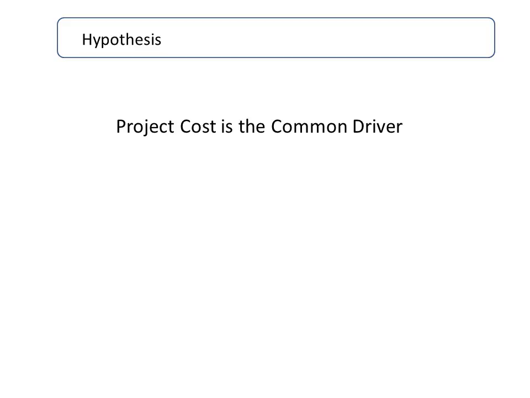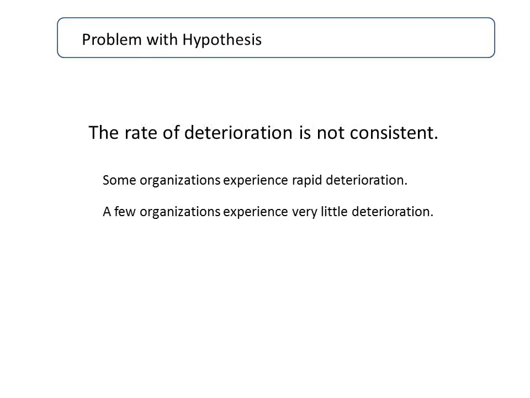This leads directly to the project cost hypothesis, the hypothesis that the project cost is the common driver of all of these attributes. But there are problems with this hypothesis. If cost was the common driver, we would expect the rate of deterioration across these attributes to be consistent across organizations. And in fact, we don't see that. In fact, we don't even see a consistent rate of deterioration within an organization.